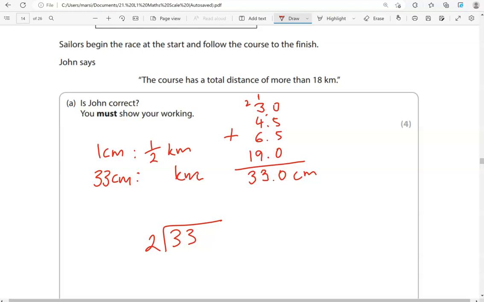How many 2's fit into 3? That's 1, and we have 1 remaining. How many 2's into 13? That is 6, and we have 1 remaining. So we can add a 0 now. How many 2's into 10? That is 5. So 16.5 kilometers.